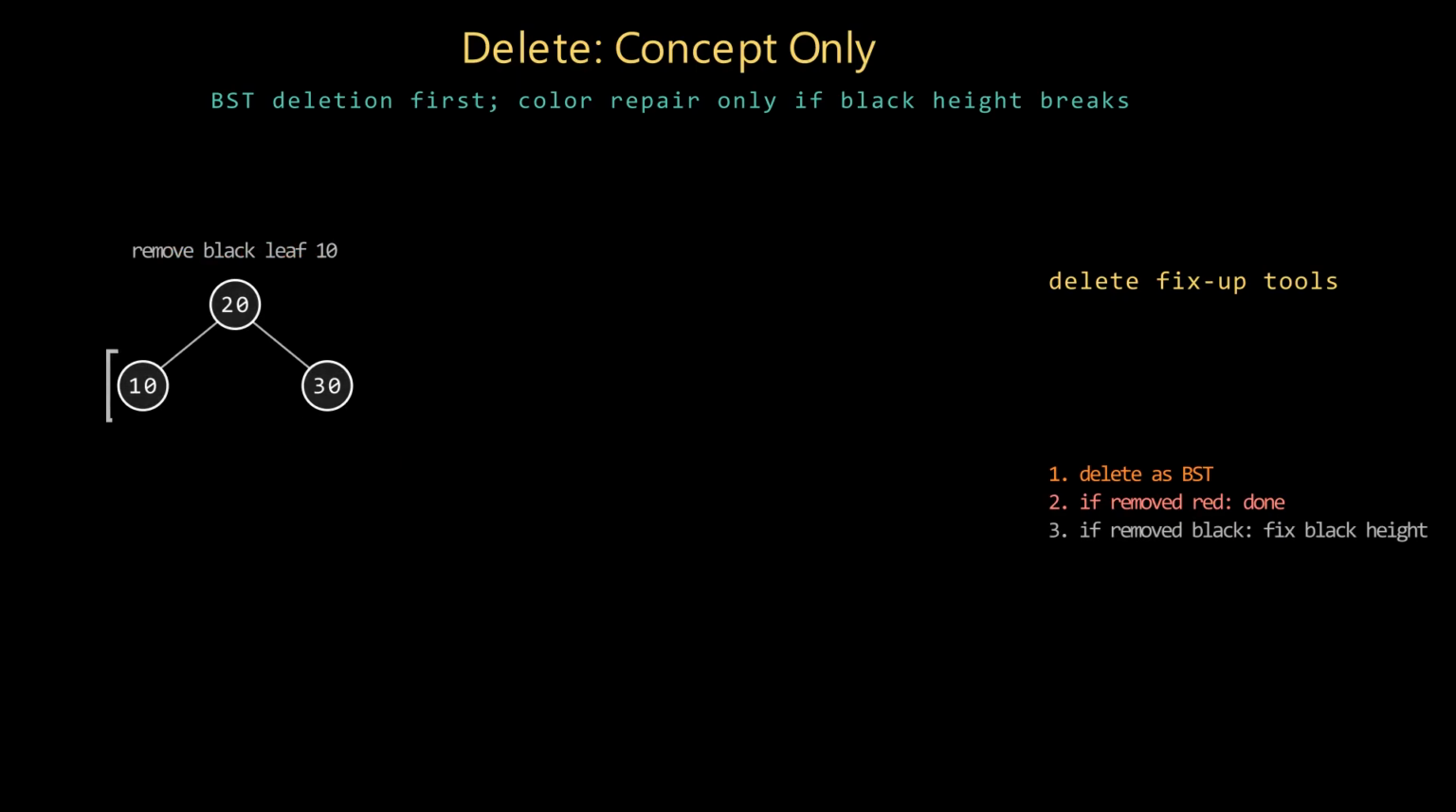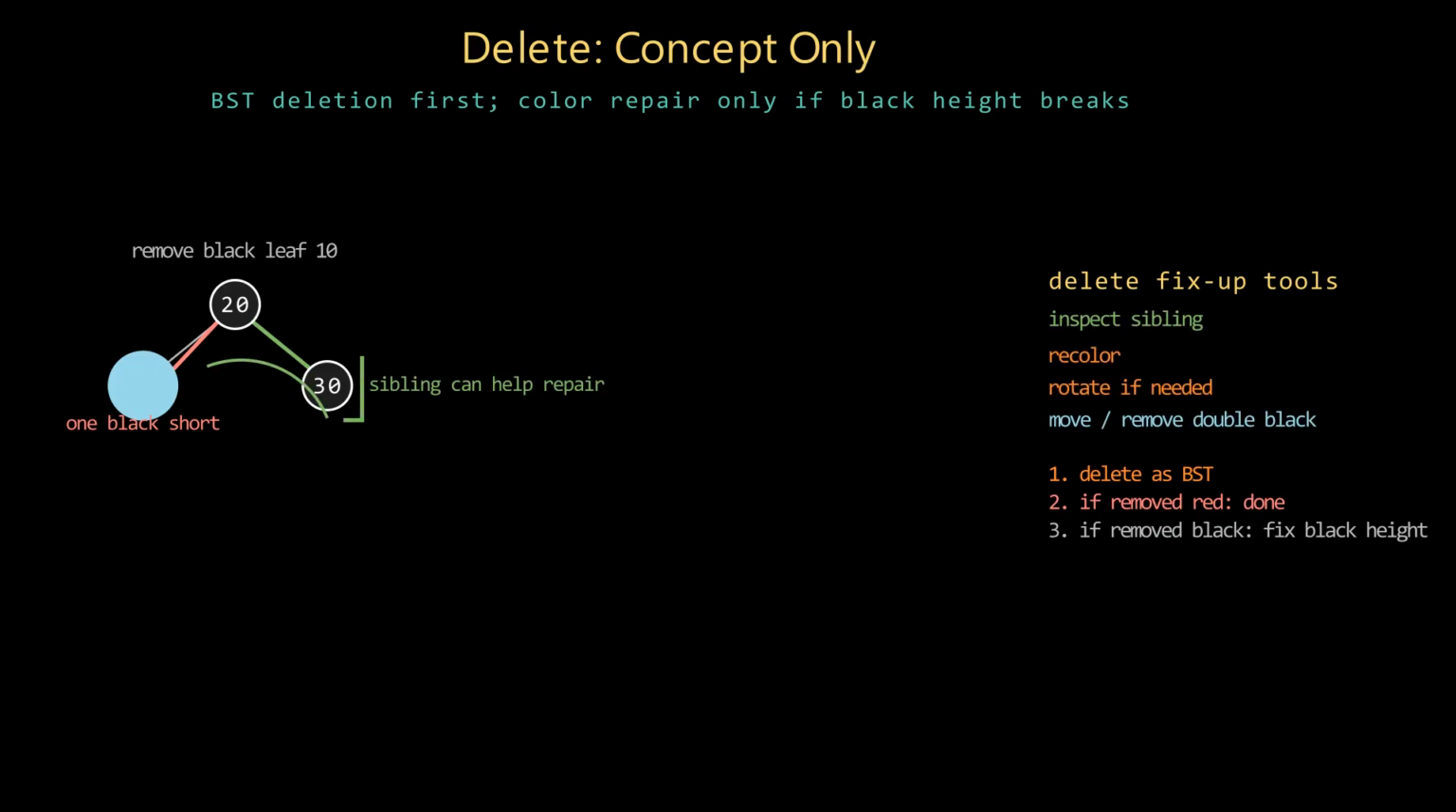The hard case is removing a black node. That path loses one black node, so black height no longer matches the sibling side. We often describe this missing black as double black on the replacement child or nil leaf. It is a marker for a black height deficit.